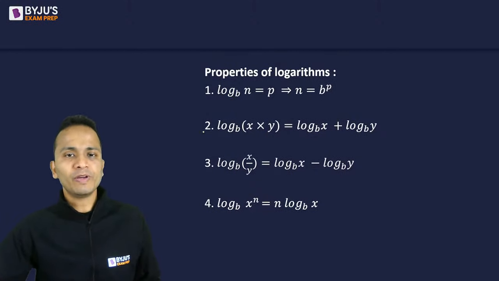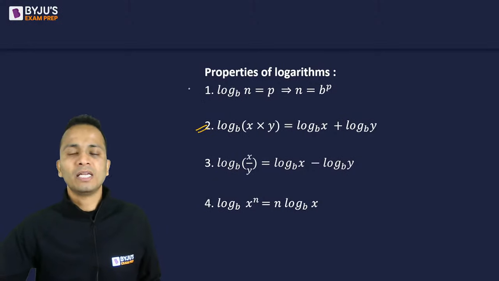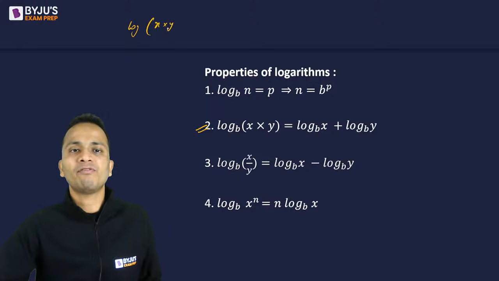Right. Now, further moving ahead, look at the second property. Now, second property is log of x multiplied by y to any base. Let's say the base is b.